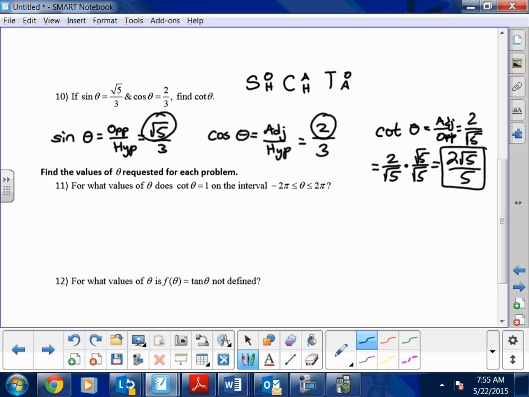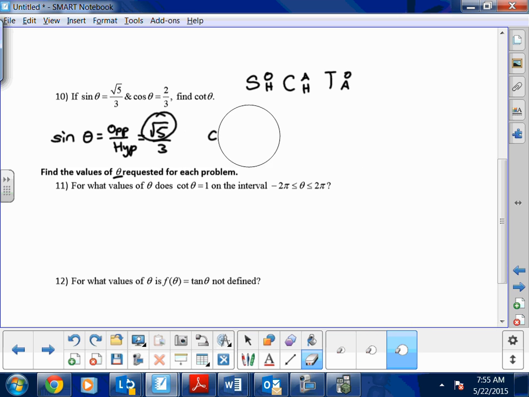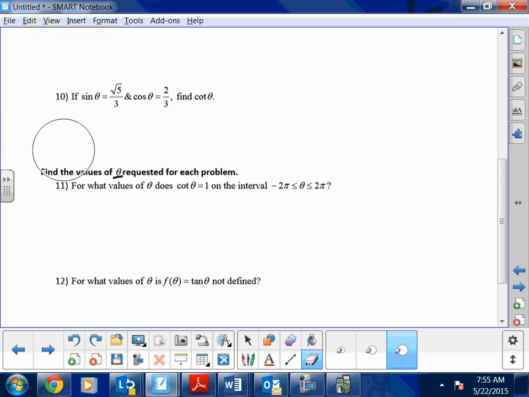It says find the theta values requested for each problem. So for these, remember, our unit circle can take an infinite amount of revolutions. And what I mean is that specifically, we're going to be looking at the same values more than once, just on different circles. Specifically, let me share this one. This one really is 2 unit circles.